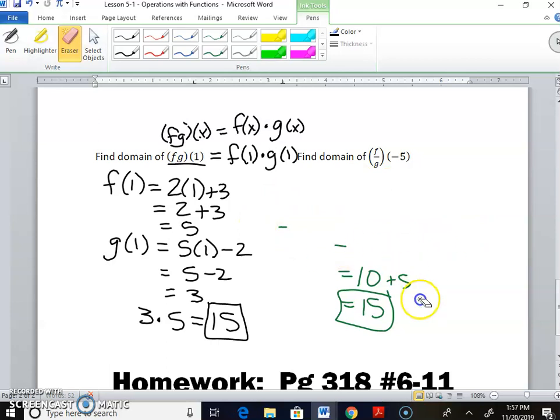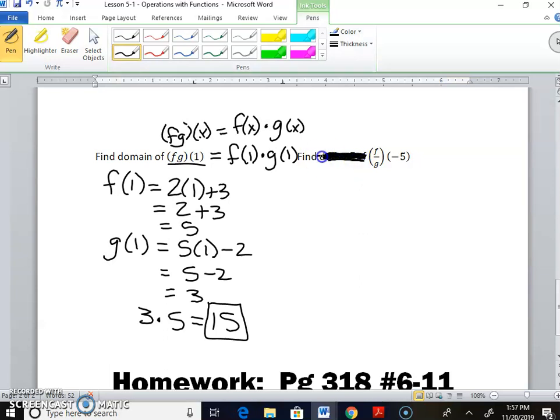And then we have one more problem left, and then you guys can get started on your homework. Okay, so last one, find, forgot to take off the domain again. Sorry about that, guys. I borrowed this from a College Algebra PowerPoint. It's just supposed to say find. So find f divided by g of -5.